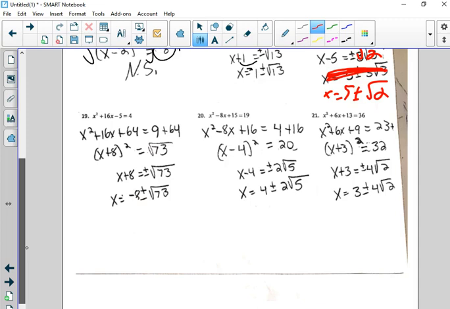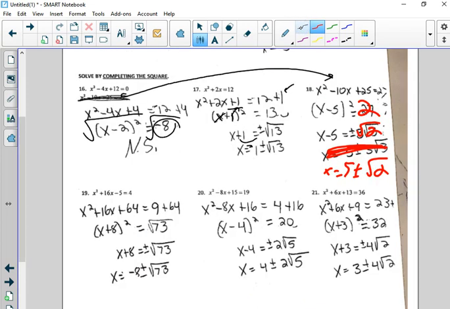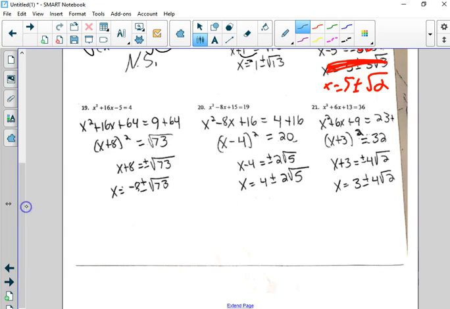Okay, 19. Half of 16 is 8. Eight squared is 64. You add it here, you get 73. It does not simplify. You move the 8 over, it's negative 8 plus or minus the square root of 73.